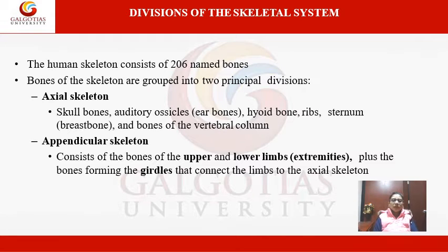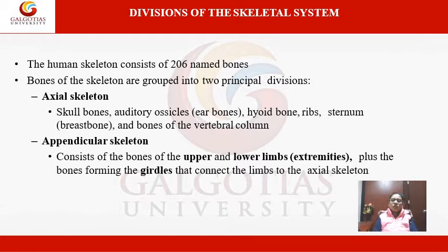Next is division of the skeletal system. The human skeleton has been divided into two parts as per the anatomical location of the bones: axial skeleton and appendicular skeleton. The bones of the skeleton are grouped into two principal divisions. First one is axial skeleton. In the axial skeleton there are skull bones, auditory ossicles, hyoid bone, ribs, sternum, breastbone and bones of the vertebral column.